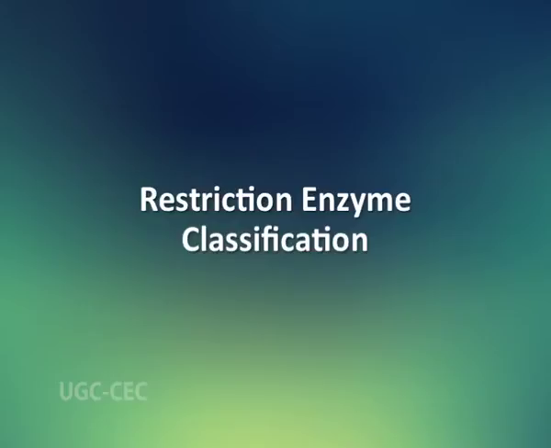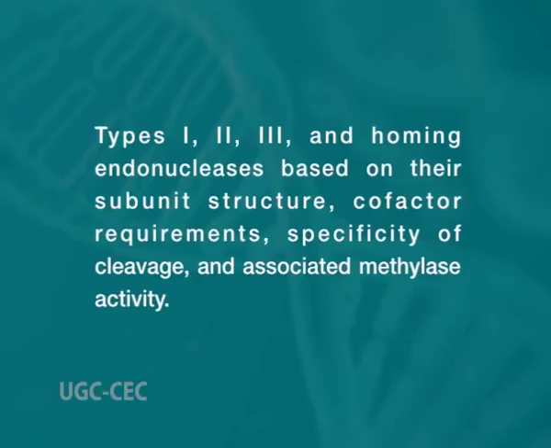Now let us try to classify the restriction enzymes. Restriction endonucleases are categorized into one of 4 general groups: type 1, type 2, type 3, and homing endonucleases, based on their subunit structure, cofactor requirements, specificity of cleavage, and associated methylase activity.